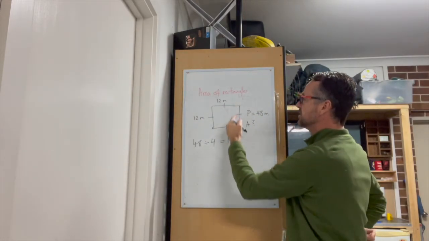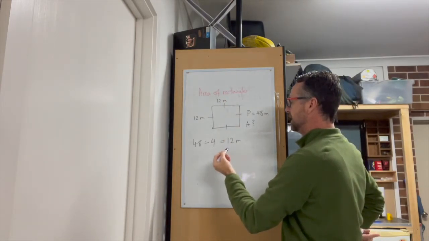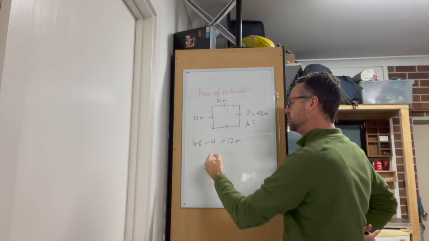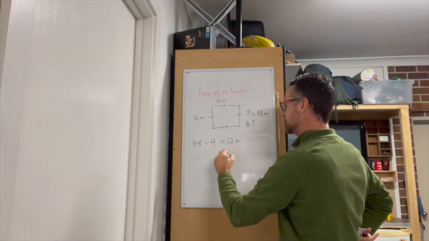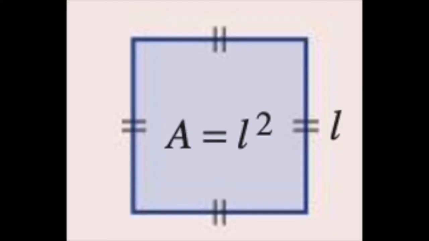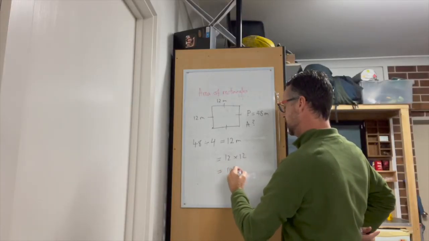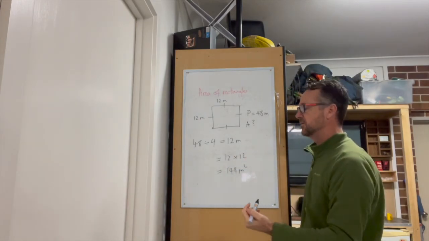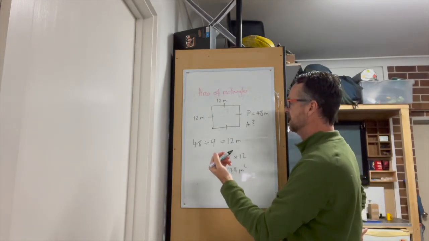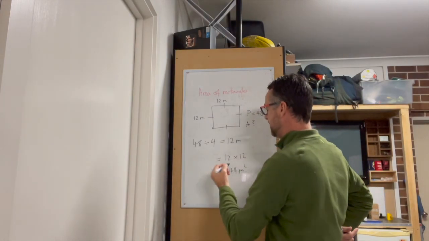So now that we know that that's 12 metres, we can then do one of two things. We can use the rule just for area of a rectangle, which is length times width. So this will be 12 times 12. So it'll equal 144 metres squared. And there's another one for area of a square, which is length squared. So that'll also give you 12 times 12.